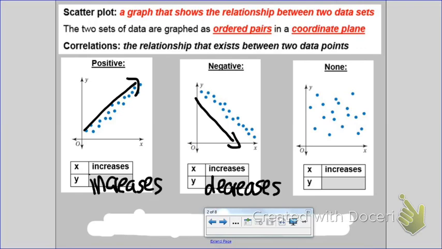And our last example, there's no correlation because as x increases, y is not depending on x. So we don't know what the y is doing. It's just kind of a random arrangement.